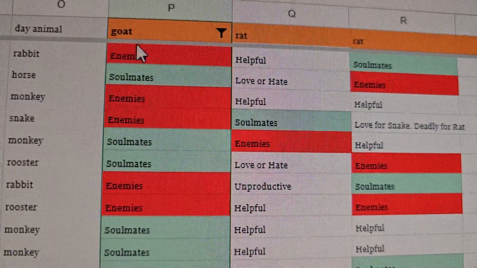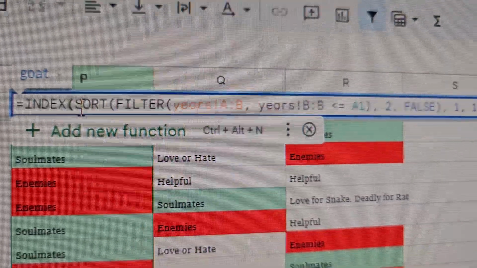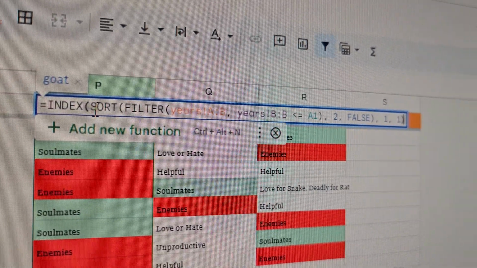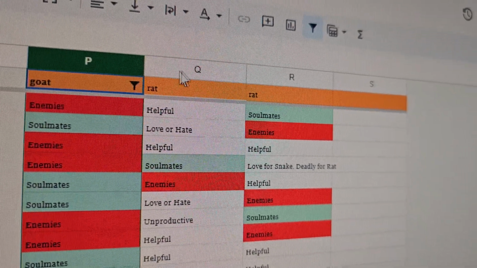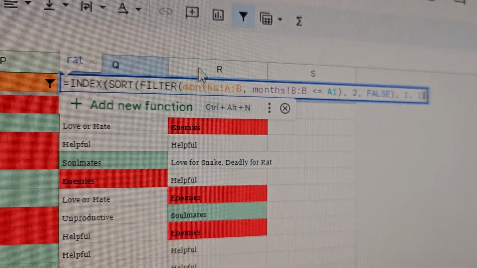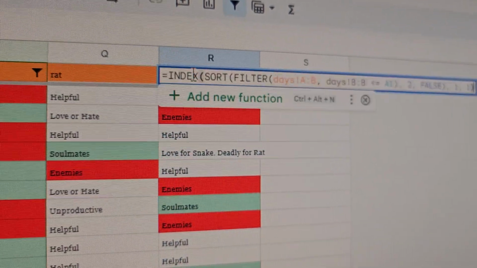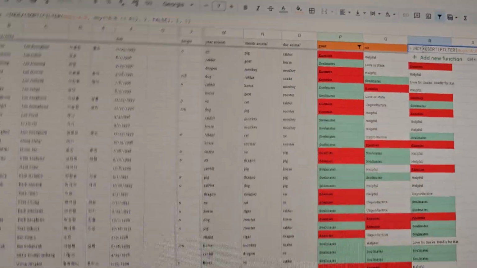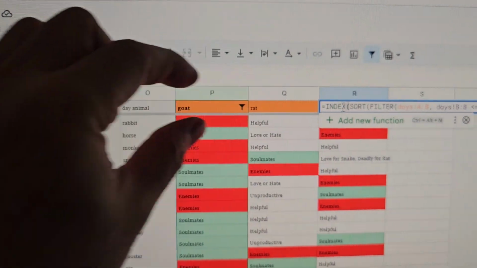So here's the formula, look. This is the formula for the P1 field. This is the formula for the Q1 field. And this is the formula for the R1 field, okay? So none of this is user definable. This is not user definable, but we do have to give them all of this.